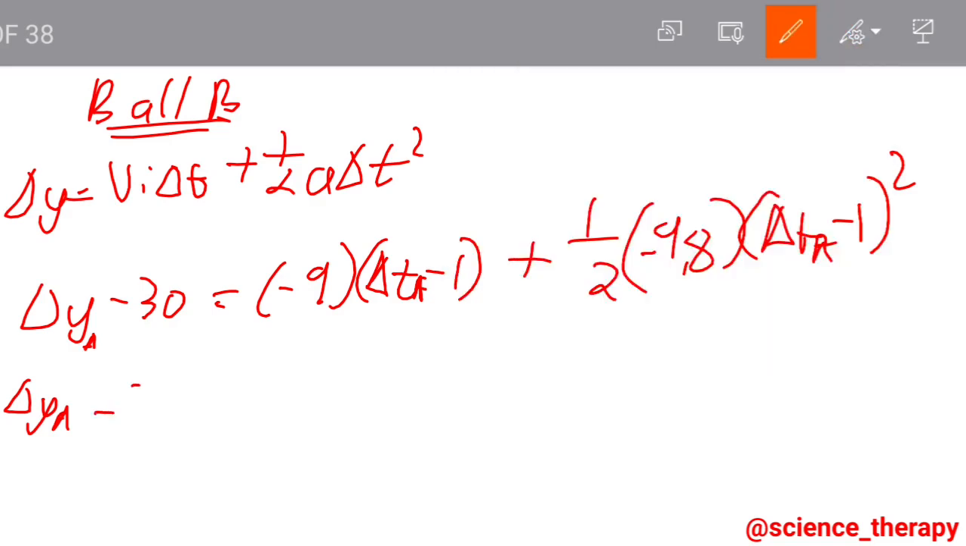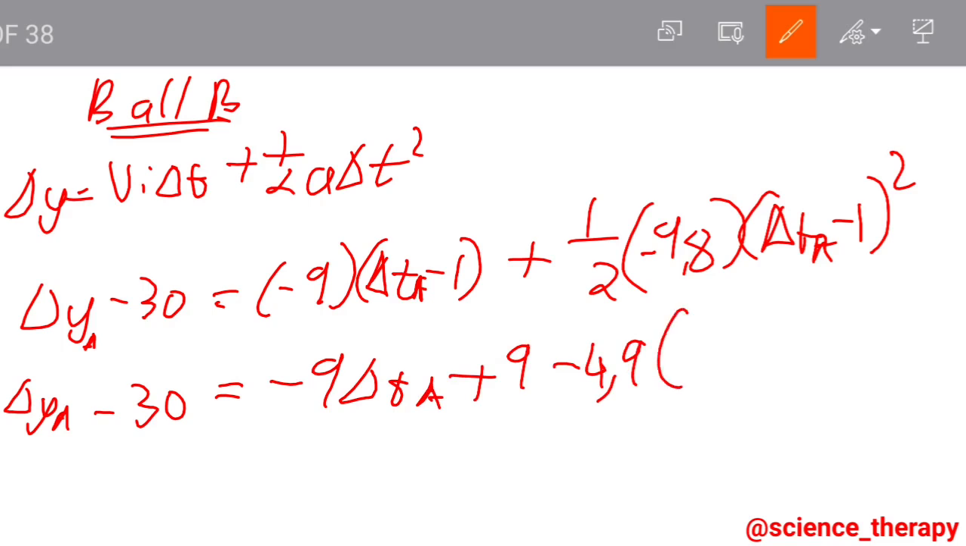So we have minus 30 is equal to, this one gives us negative 9 delta T of A plus 9. Then we have negative 4.9. If you do that, it gives us delta T square minus 2 delta T plus 1. So that becomes a trinomial, right? If you do your maths.